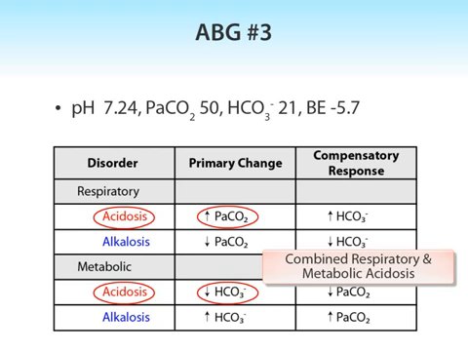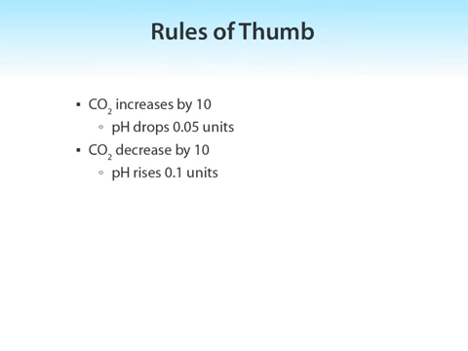Assuming that you can normalize the carbon dioxide level to 40, what pH will the patient have? It becomes apparent that more than boxes are needed when choosing treatment. These rules of thumb come from Barish. For every 10 increase in carbon dioxide, the pH drops by 0.05 units. Conversely, for every 10 decrease in carbon dioxide, the pH rises by 0.1 units.